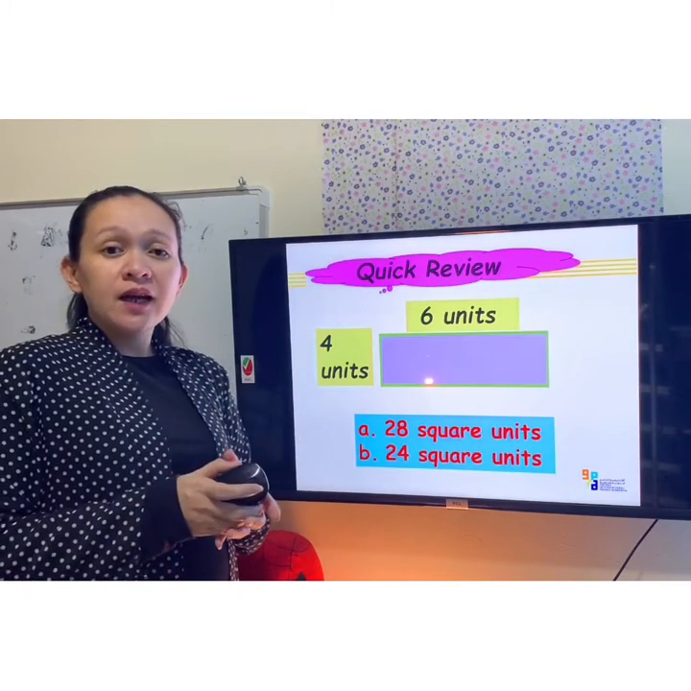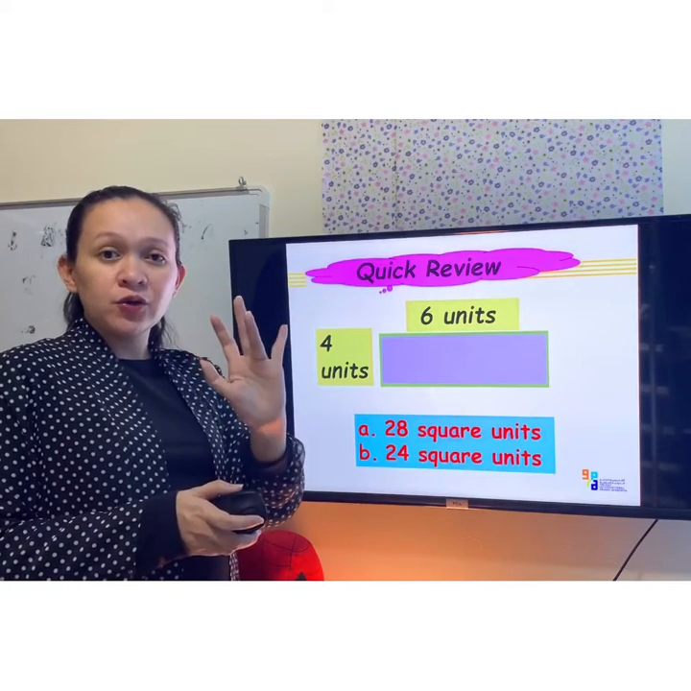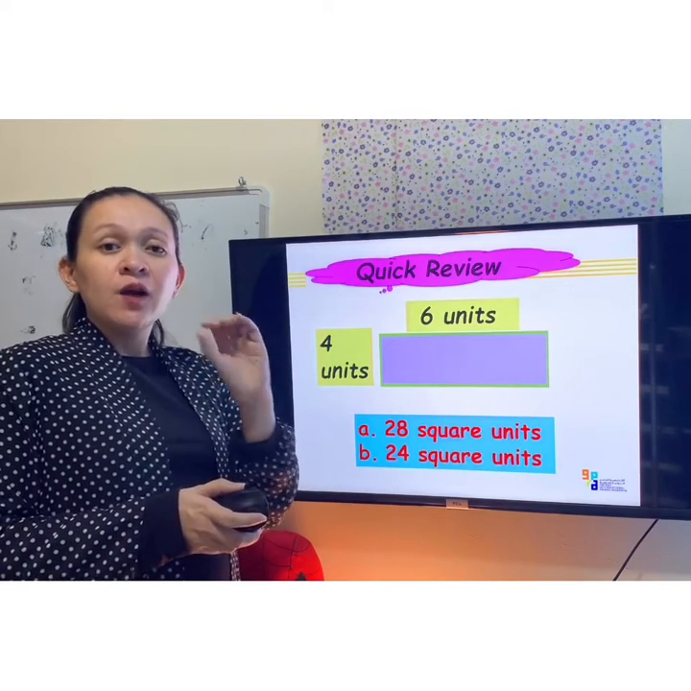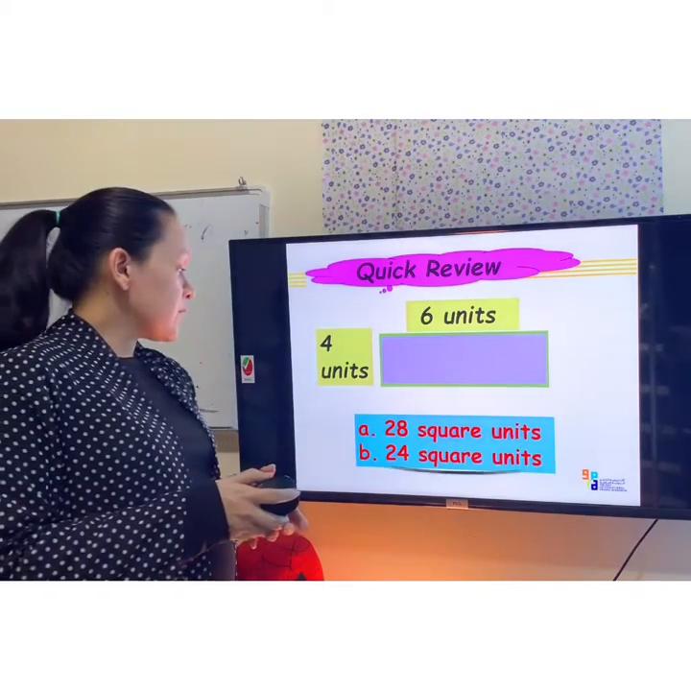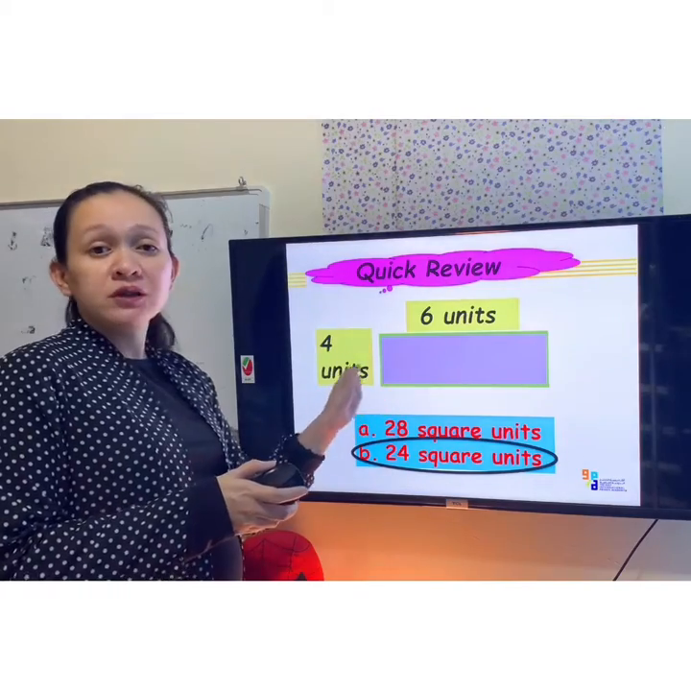I will give you again another 5 seconds. 5, 4, 3, 2, 1, and 0. What is your answer? The answer there is 24. Again, you're going to multiply 6 multiplied by 4.